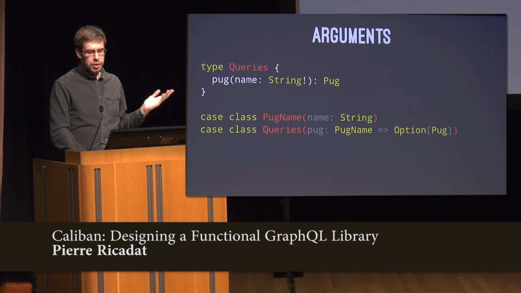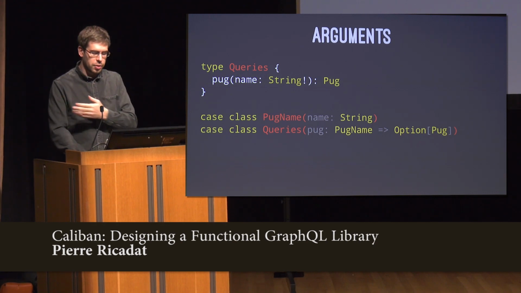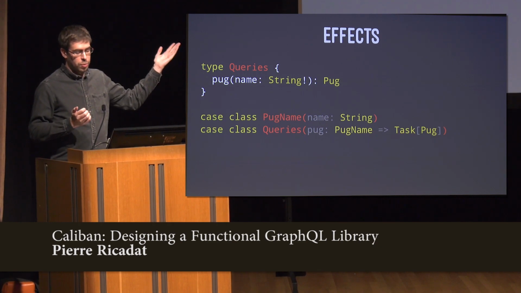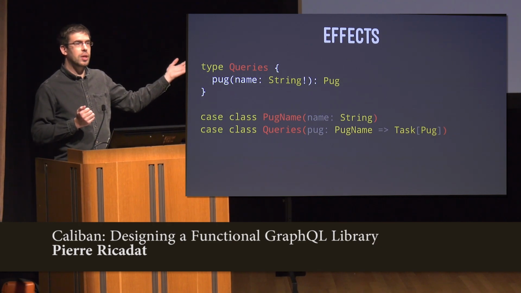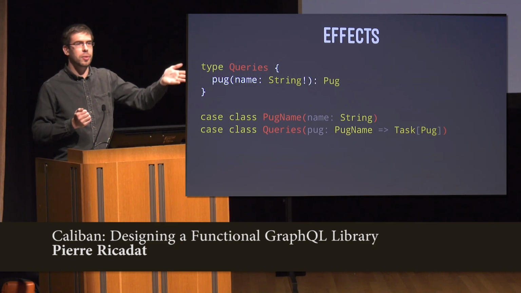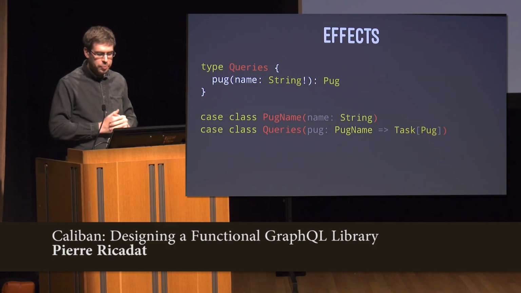So here we are returning an Option. What if we want to return an effect? Because maybe we need to get the data from a database. Well, the GraphQL type would be exactly the same, except that your case class can return a function to a Task or an IO or a ZIO or whatever.